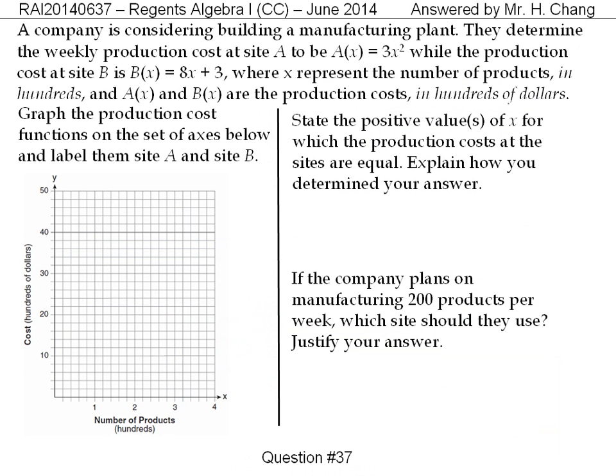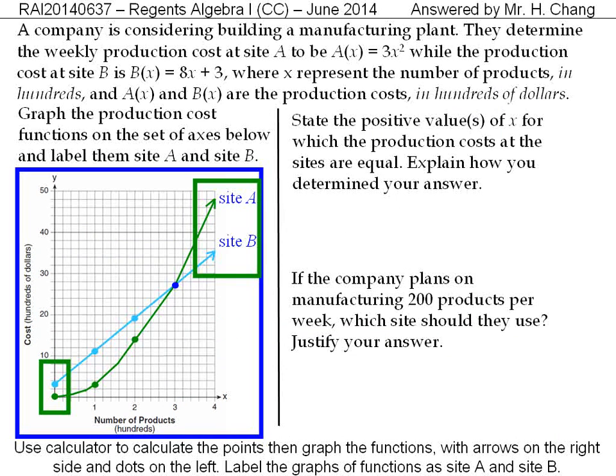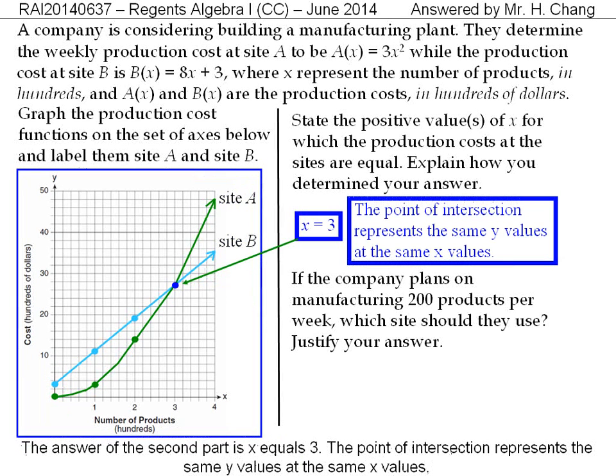Question number 37. Use the calculator to calculate the points, then graph the functions, with arrows on the right side and the dots on the left. Label the graphs of functions as side A and side B. The answer of the second part is x equals 3. The point of intersection represents the same y values at the same x values.